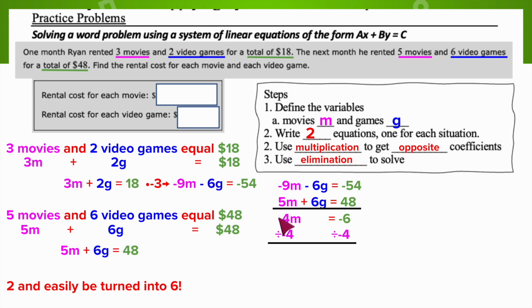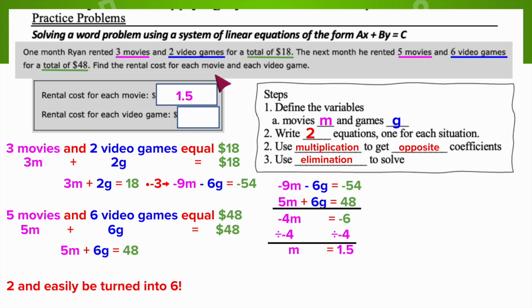If you just divided by 4, then you would have -M equals. Well, I don't want to know what -M equals. I want to know what just M equals. So -4 divided by -4 becomes 1. -6 divided by -4 becomes positive 1.5. So each movie cost Ryan $1.50 to rent.